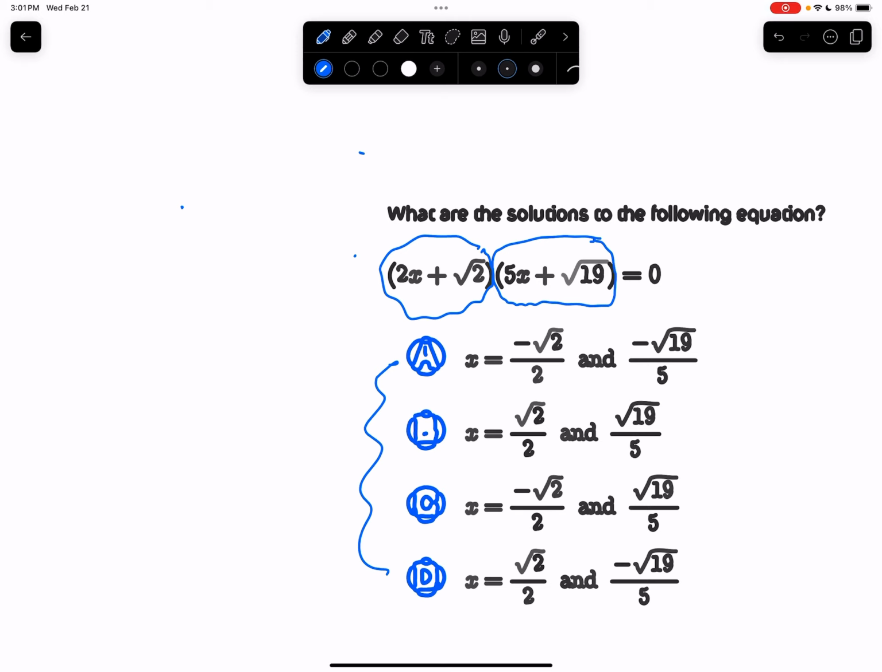Okay, so since we know that one of those things has to be 0, let's take each one individually and set it equal to 0. So here's 2x. We'll do the first one plus some square root thing equals 0. Now, I don't need the parentheses now because there's nothing over here that's multiplied with anything else, which makes it a little easier. And the other equation I'm going to solve in just a minute, the 5x plus square root of 19 equals 0.